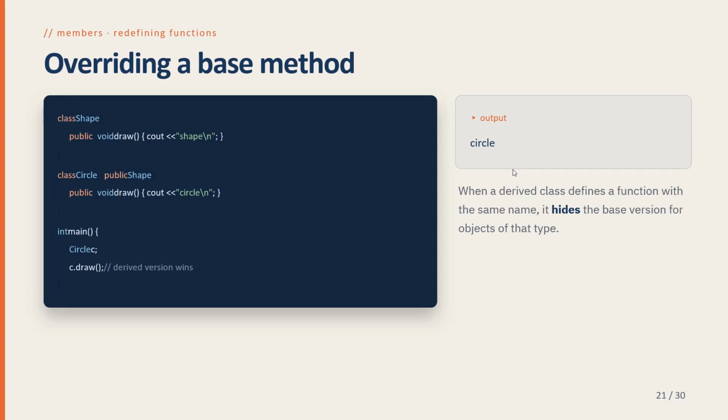Now we'll discuss what happens when both the base class and derived class have functions with the same name. Suppose Shape contains draw and Circle also defines draw. We create a Circle object and call c.draw. In such a case, the Circle version is selected.